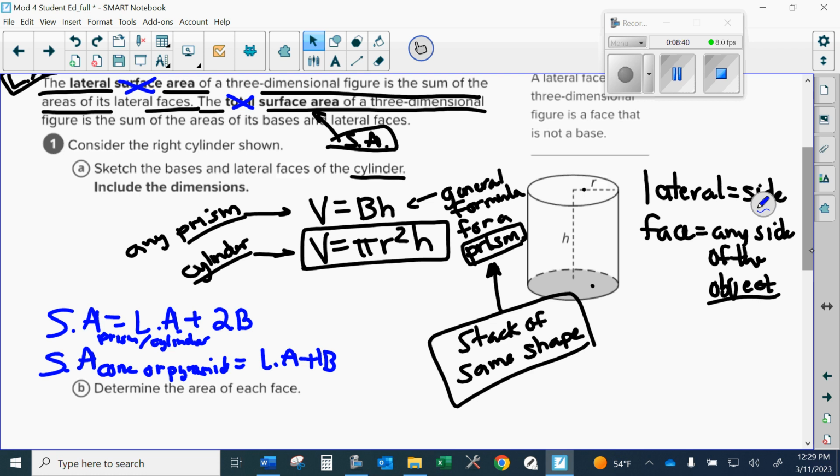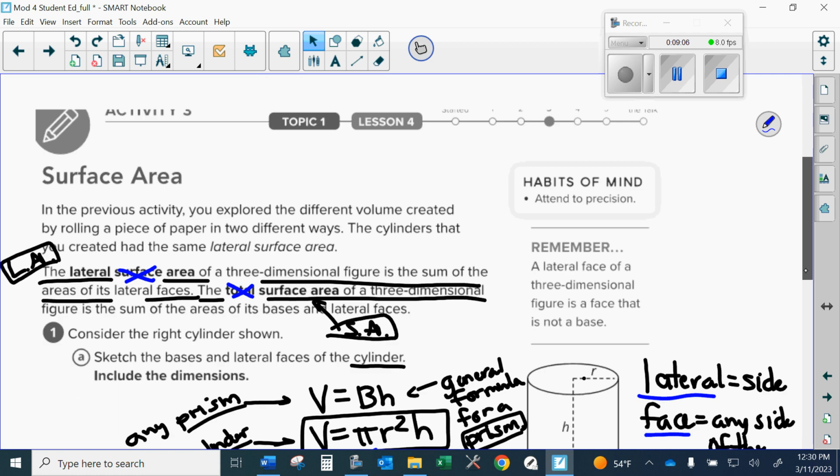So volume of a cylinder is area of the base times the height. That's a general formula for prism or cylinder. And specifically, it's pi r squared h, which we already did in the last lesson. Lateral means side. We've talked about that before. And face is any side of the object. That includes the bases, or base, if there's only one, if it's a cone or pyramid. Vocabulary right there.